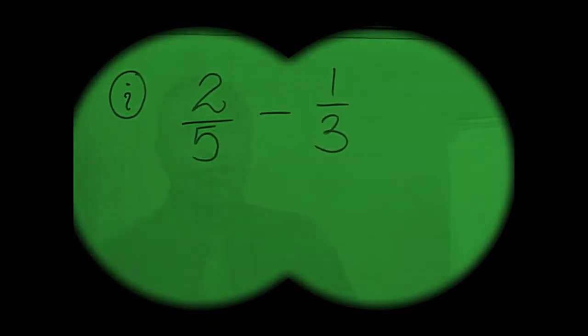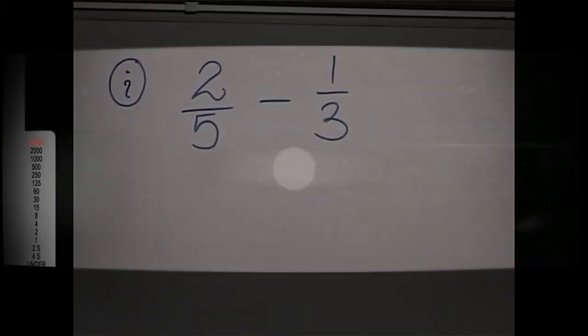I hope you recall from as way back as primary school that whenever you are subtracting two fractions, the first thing you need to do is to find the lowest common denominator. So in this case, what do you think is the lowest common denominator? Good. 15 is going to be the lowest common denominator.